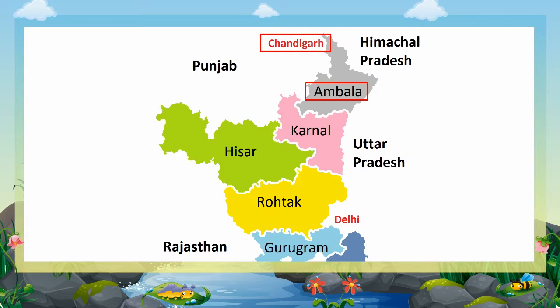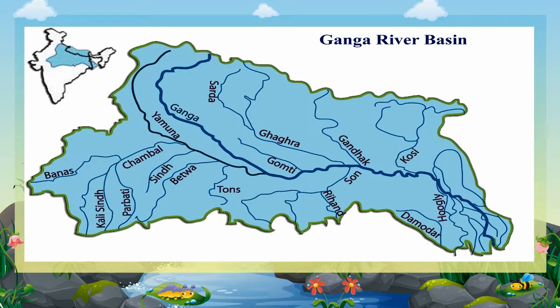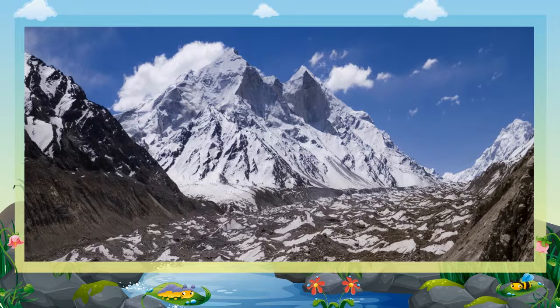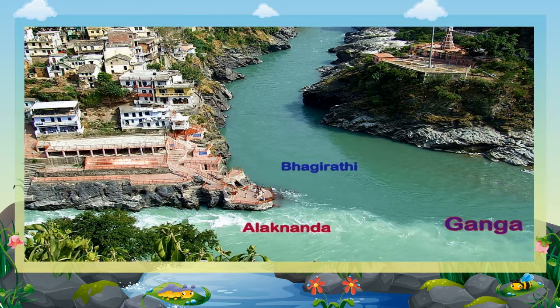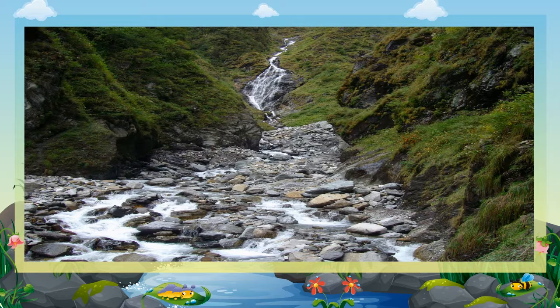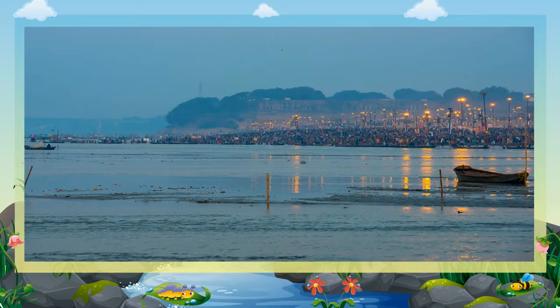The Ganga Basin. The Ganga is considered the most sacred river of our country. It originates as the Bhagirathi from a glacier called Gangotri. The Alaknanda and Mandakini rivers join the Bhagirathi on its way down the hills. The combined water of all these rivers flows as the Ganga. The river Yamuna originates from a glacier called Yamunotri and joins the Ganga at Allahabad. This place is called Sangam.